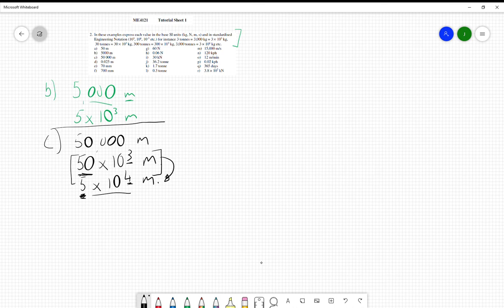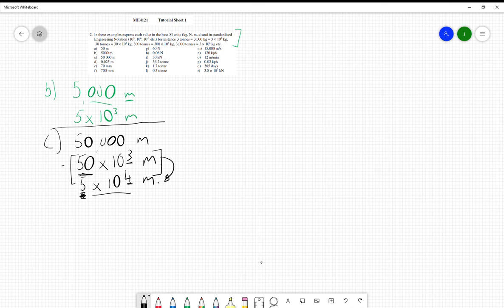I know in other modules you may have different ways of presenting it, so I don't really mind. It's all about the technique and getting the right answer. So in this case, engineering, just know the difference. Engineering is when it's by 10 to the 3, 6, 9, 12, whereas scientific is 5 by 10 to the whatever it is. So hopefully the distinction between the two is clear.